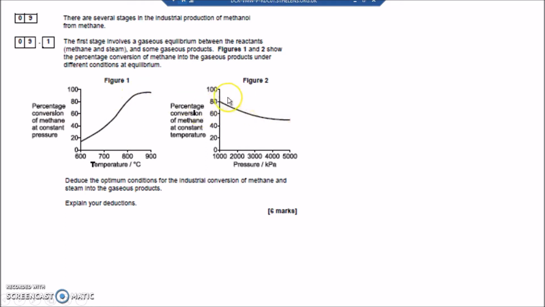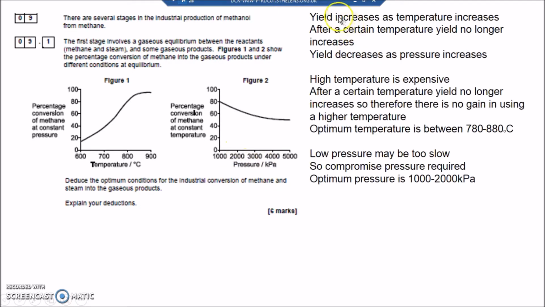As you increase the pressure, the percentage conversion decreases. So you'd recommend a low pressure, maybe about 1000. However, I'd be tempted to use a slightly higher pressure, maybe a compromise pressure, because at a very low pressure, these are gases, and so the particles are going to be far apart. You want to bring them closer together so that they have a greater chance of having successful collisions, so they have more collisions. So I'd probably recommend maybe 1000 or maybe even 2000 kilopascals. So let's have a look at the answer.